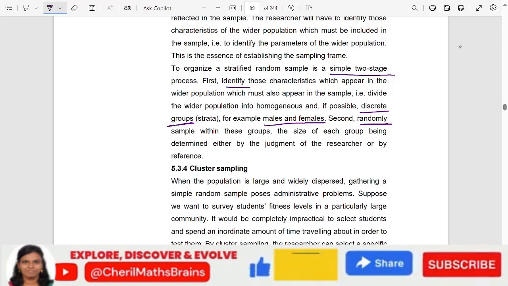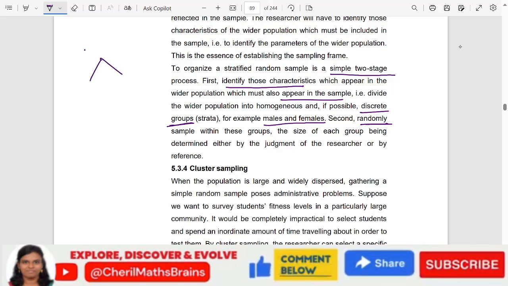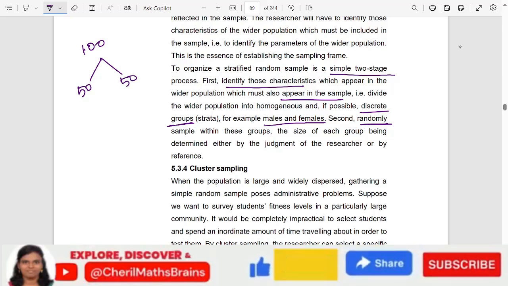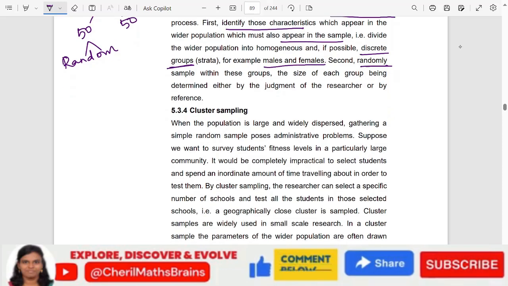Okay, first identify those characteristics which you need. So what you need to appear in the sample, you will divide. Okay, as I told you, the 100 you are dividing into 50 girls and 50 boys. After that you use the random sampling. Okay, so this is your stratified sampling.